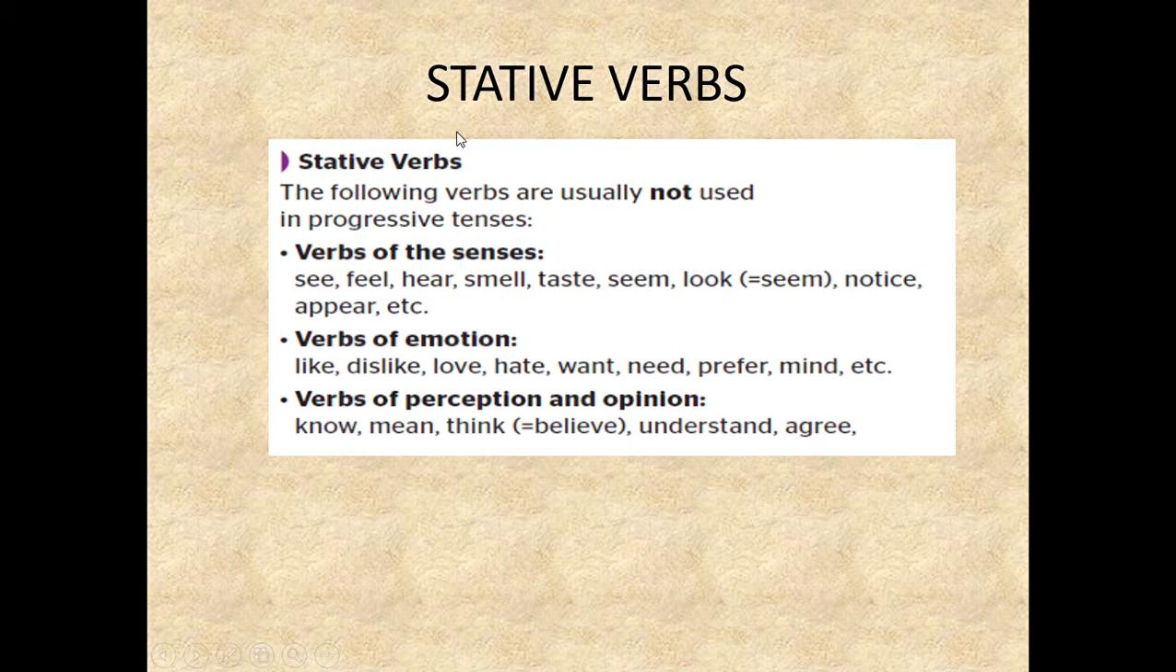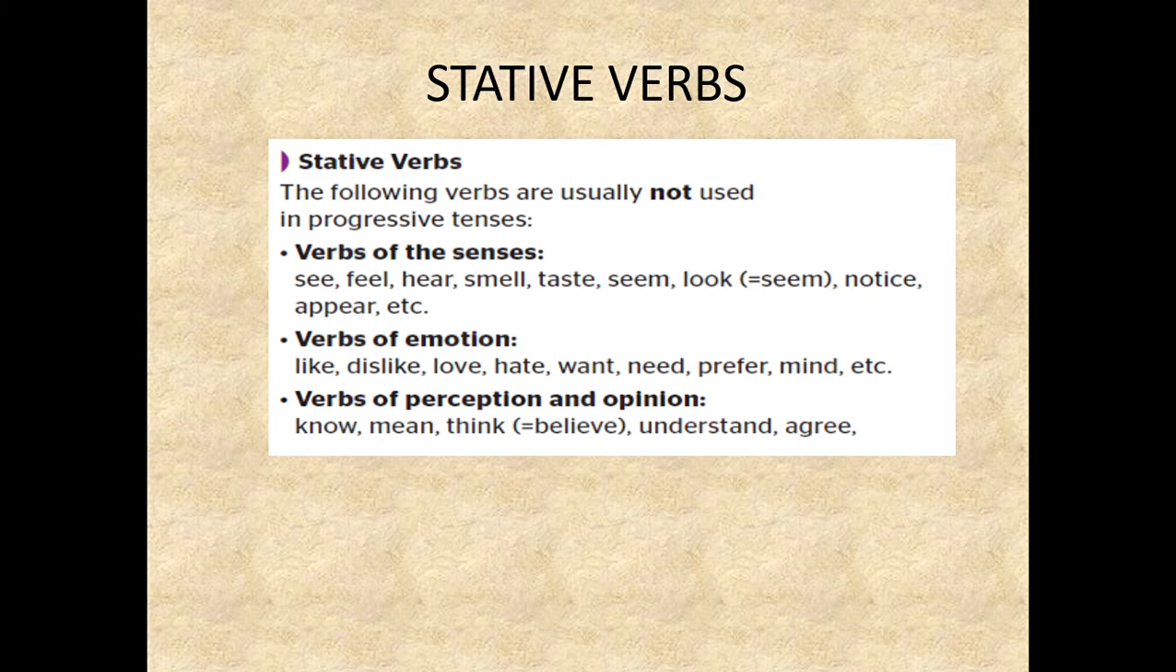And this part is about stative verbs. What are stative verbs? Stative verbs are verbs that are usually not used in progressive tenses. Like what? The verbs of the senses: see, feel, hear, smell, taste, seem, look, which has the same meaning of seem, notice, appear, etc. If you want to express that you are hearing, no, I'm not hearing, I can hear or I hear.